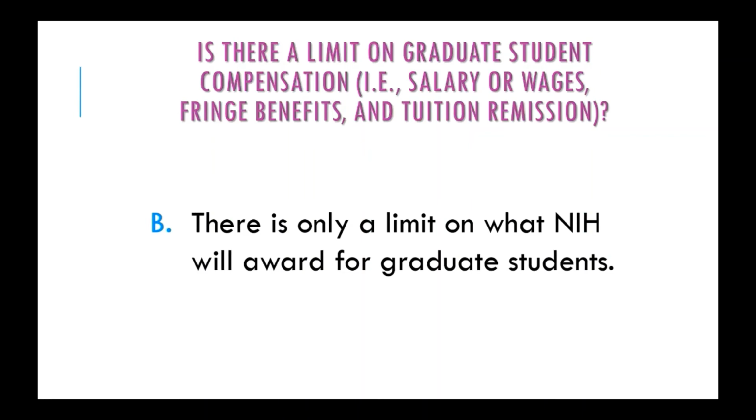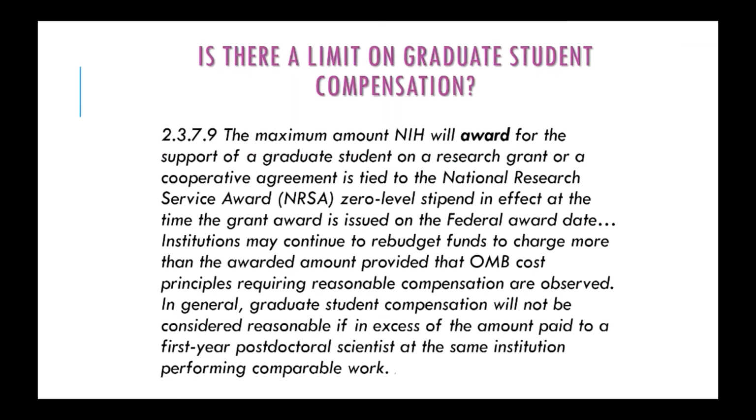will award. The institution retains the ability, next slide please, to rebudget the maximum amount we will award. If you go down to that same policy, it says that institutions may continue to rebudget funds to charge more than the awarded amount, provided that OMB cost principles requiring reasonable compensation are observed. I can tell you as an example, Columbia University routinely rebudgets to pay their graduate students more, the typical graduate student wage at Columbia University in New York City. Next slide, please.